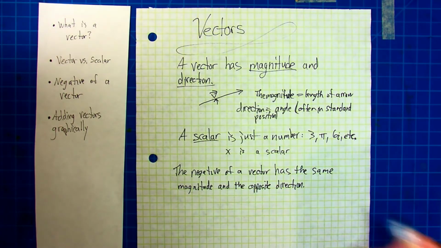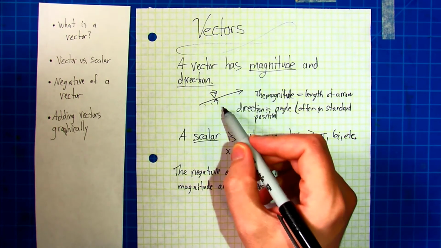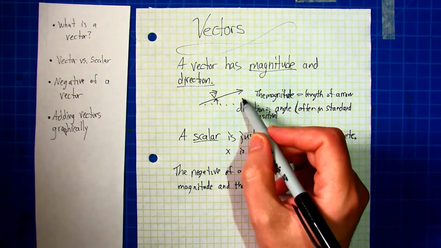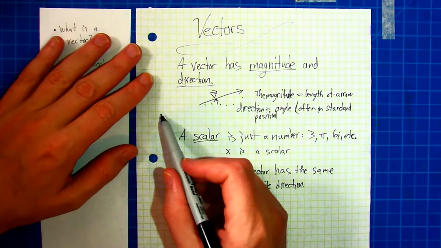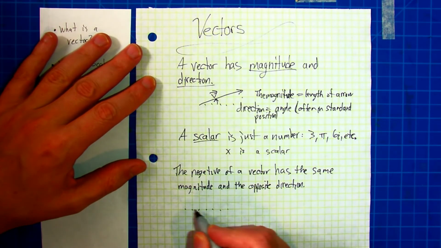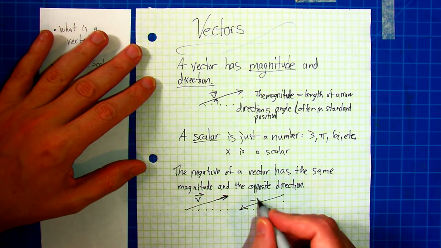The negative of a vector has the same magnitude and the opposite direction. So if I take this vector v up here, which goes over 1, 2, 3, 4, 5, 6 boxes to the right and 2 up, the opposite of that would be 6 to the left and 2 down. So if I draw v here again, then negative v would be just the opposite direction.